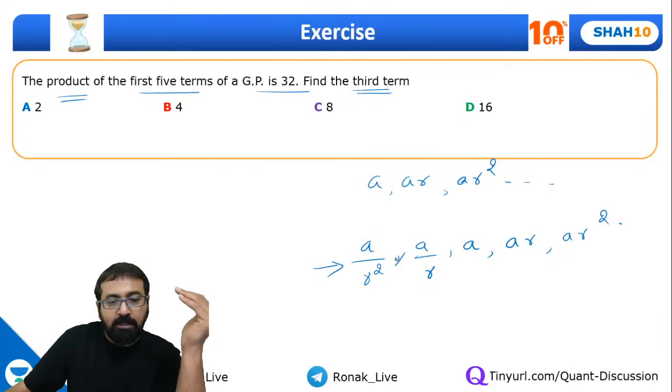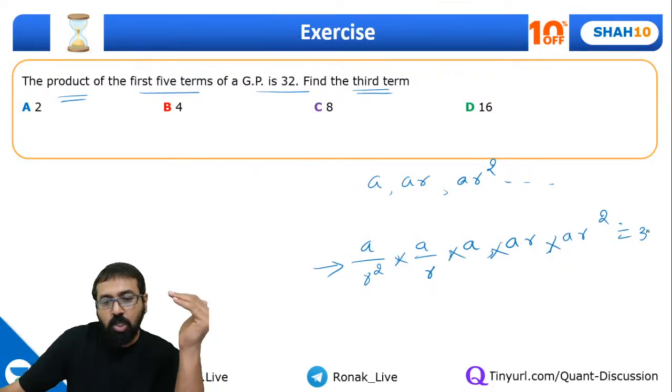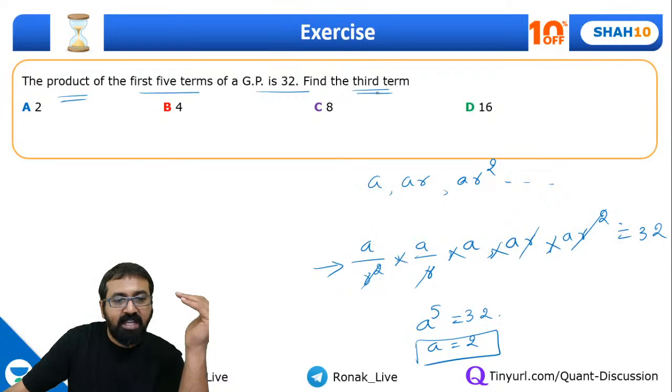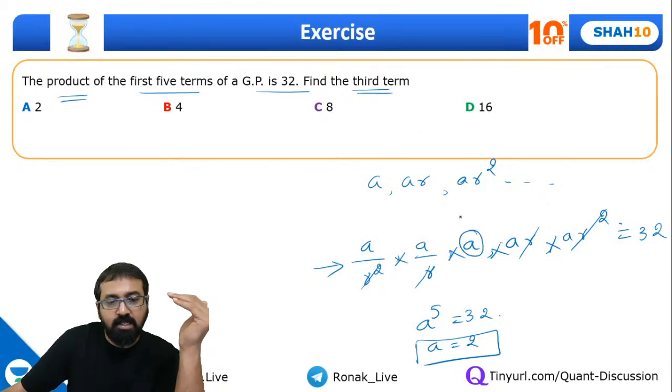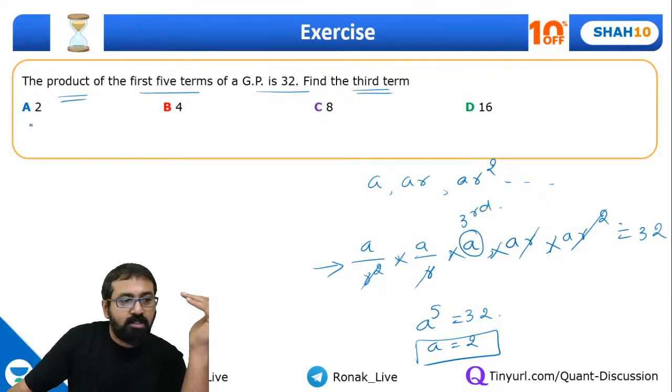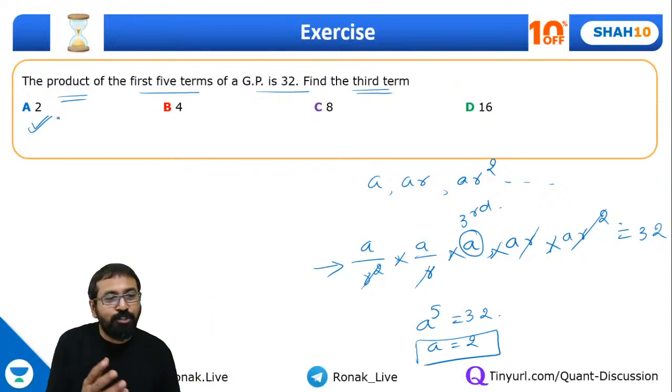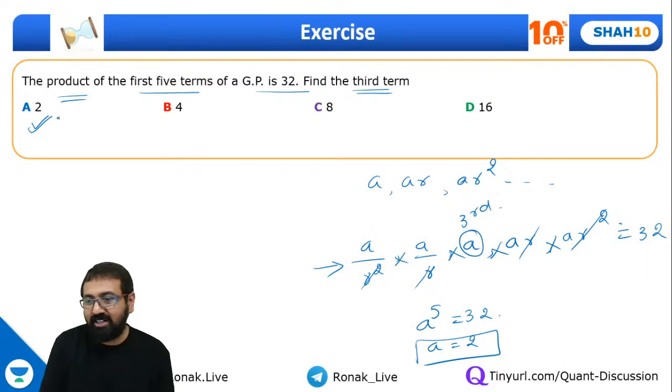So if I multiply this, the product is given as 32. All the R's will get cancelled off. So you are left with A raised to 5, which is 32. Correct? So A came out to be 2. And that's nothing but the third term. A is the third term. So the answer is 2. Very simple. In fact, you could have also done it orally, guys. Thoda orally bhi kar sakte ho, trial and error se.